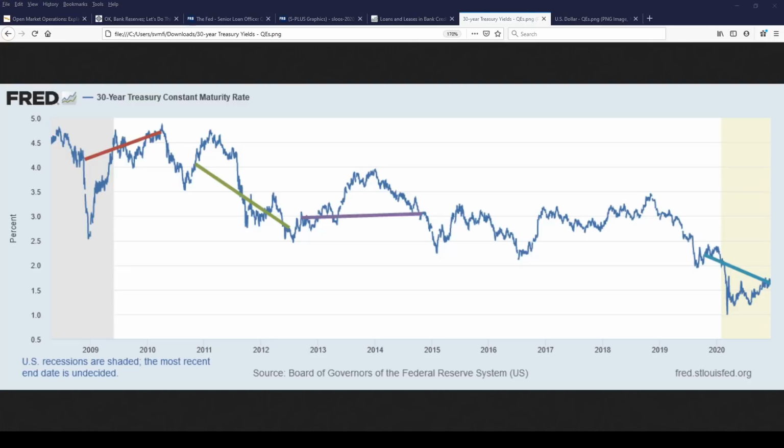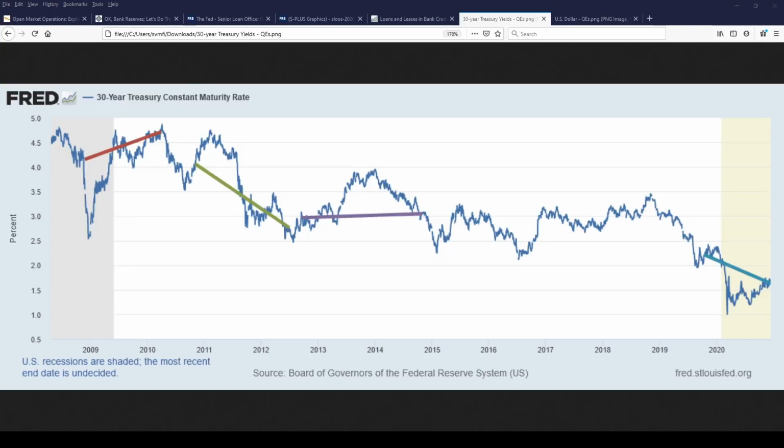And if you go back and look, quantitative easing 1 started on November 25th, 2008. 30-year Treasury yields were 4.154%, and it ran through March 31st, 2010, where yields went up to 4.751%, a 0.561% increase. Now, on the 30-year bond, a 0.561% increase is not significant.